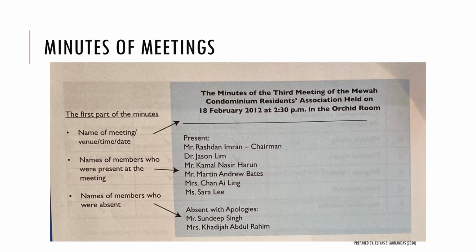And then we have present, the names of members who were present at the meeting. So we list the names, and we also have the names of members who were absent during the meeting. Normally we put the title absent with apologies. That means they apologize for not being there. Or you can also put their absence with reasons.